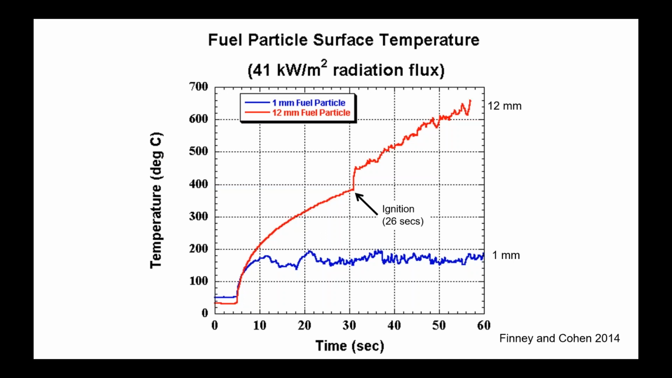So if you put a thermocouple on these particles, this is the kind of graph you would see. Over time, on the x-axis, the temperature, on the y-axis, the temperature starts to rise for both particles, but the 1 millimeter particle in blue achieves a temperature that's less than 200 degrees Celsius and stays there, just kind of bounces around because it's losing all of that heating that is arriving by radiation. It's losing it through convection into the cold environment.